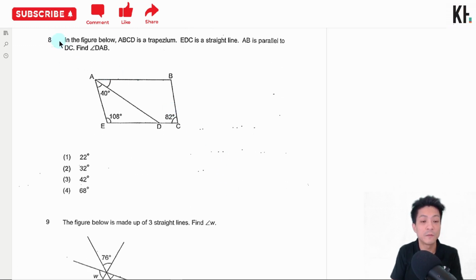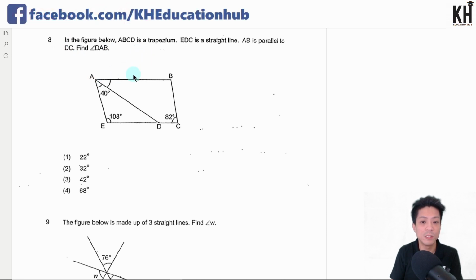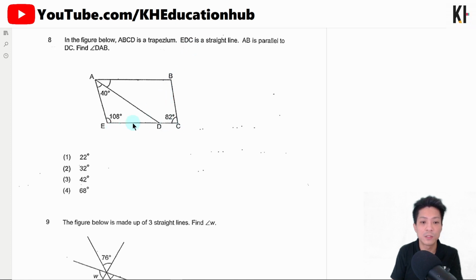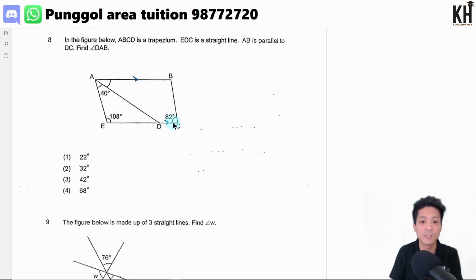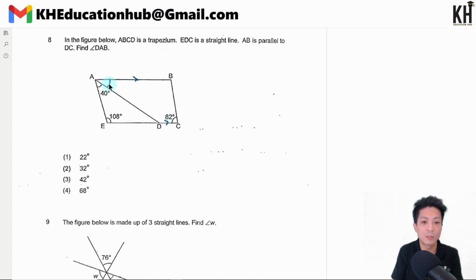Question 8. In the figure below, ABCD is a trapezium. EDC is a straight line. AB is parallel to DC, so I'm going to mark it down first. We need to find angle DAB. DAB is this one over here.